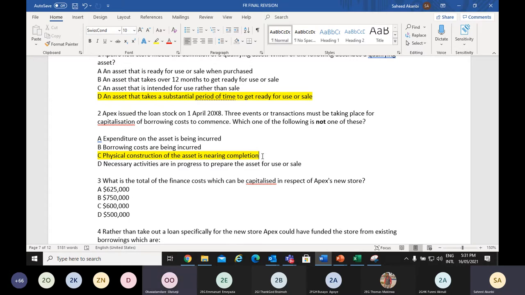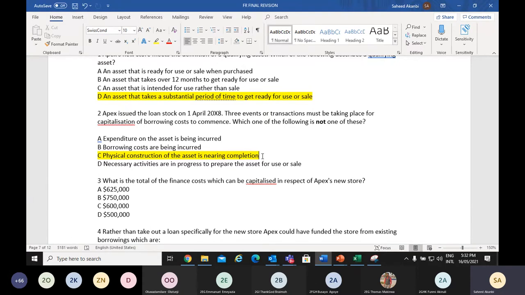No, that's not it. There is nothing in the standard that says a criteria has to do with construction. Please listen to me attentively. The only reason why you may need to take the date of construction as the date you will start to capitalize borrowing costs is whenever no other information is provided, and the only date you have is the date of physical construction. However, when the examiner provides you another date that has to do with when borrowing costs were incurred, or when necessary activities have commenced, or when the expenditure has been incurred, please neglect the dates that have to do with physical construction. Please take note.